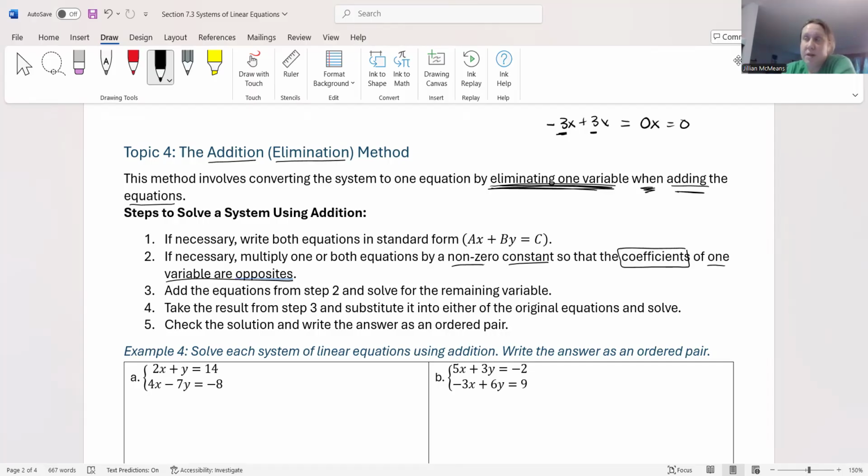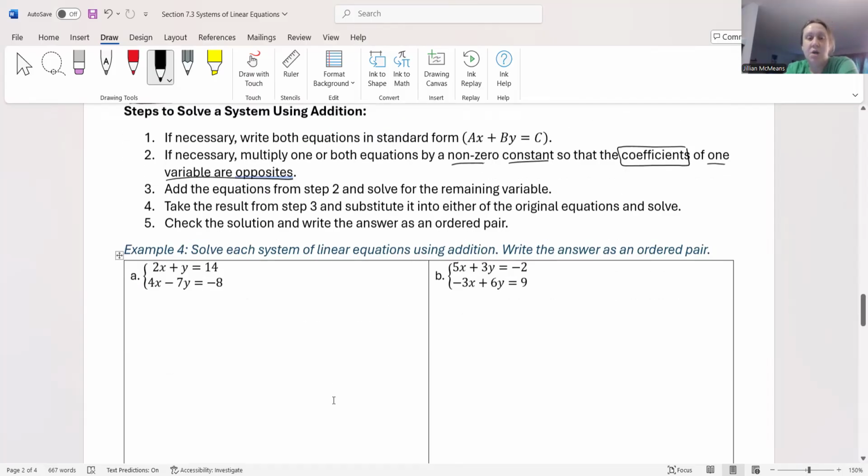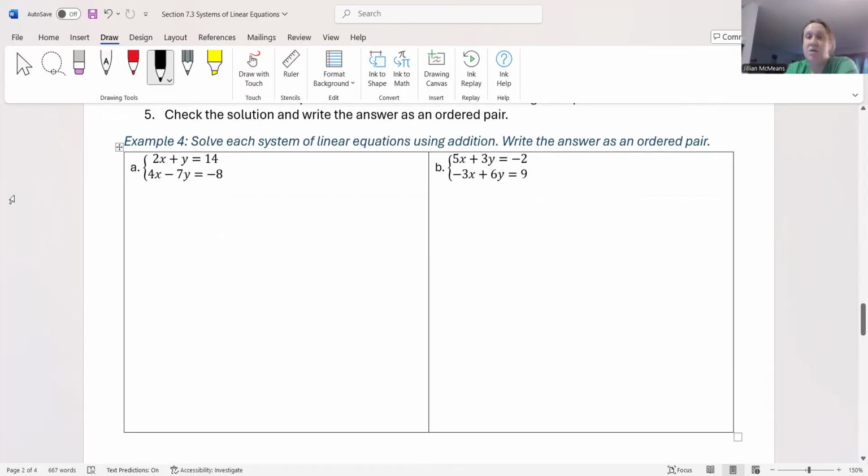Just like before, saying all that in words may not make a whole lot of sense, but I think once you see it in practice, it'll make more sense. Example 4 says solve each system of linear equations using addition. Write the answer as an ordered pair. We have 2x plus y equals 14, and 4x minus 7y equals negative 8. They're both in standard form. You do want to always make sure your equations are in standard form.